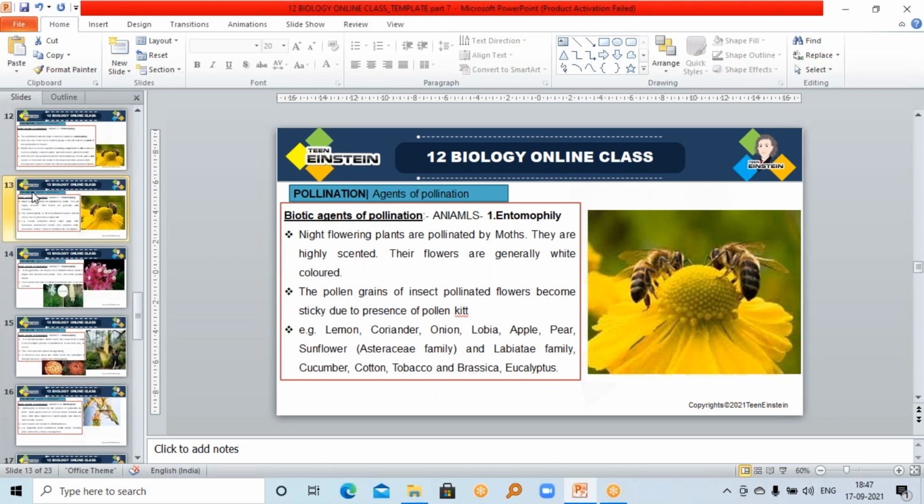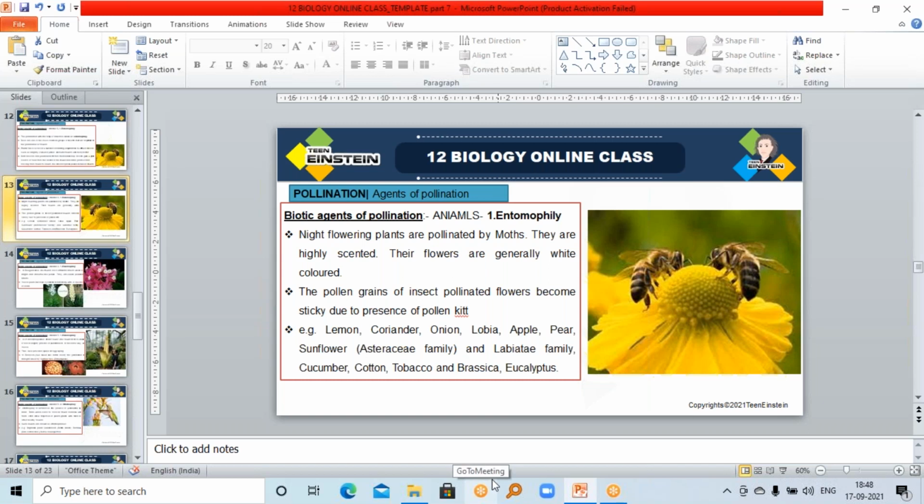So in entomophily, night flowering plants are pollinated by one type of insect. They are moths. Moths are helping for the pollination of night flowering plants. Moths are not butterflies. Don't get confused. Moths are not butterflies. So for night flowering plants, moths are helping for the pollination.